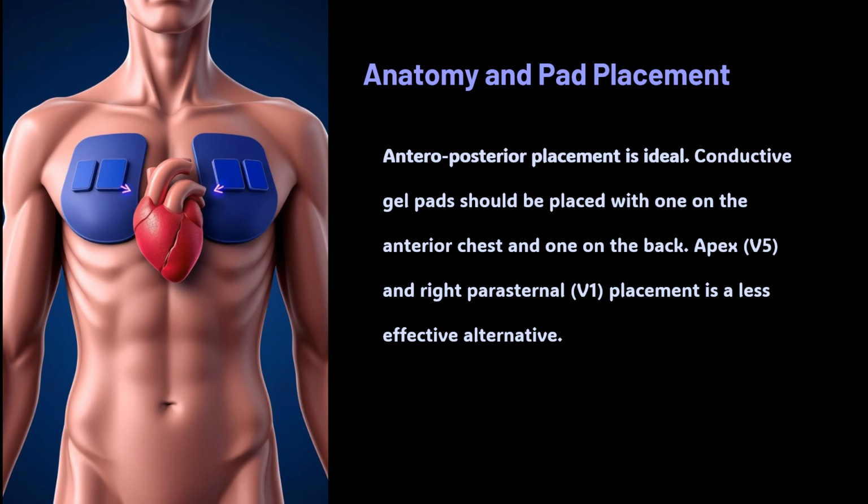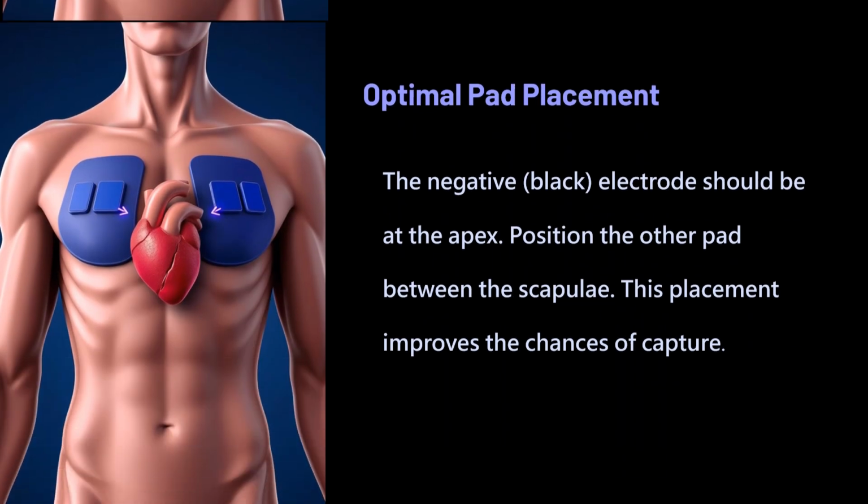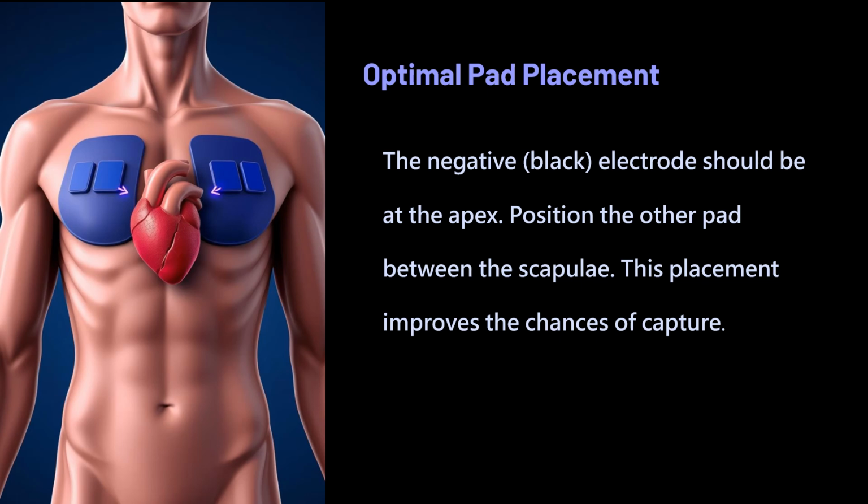Anatomy and pad placement. Anteroposterior placement is ideal. Conductive gel pads should be placed with one on the anterior chest and the other on the back. Another option is apex V5 and right parasternal V1 placement, which is a less effective alternative for the patient. Note that the negative or plaque electrode should be placed at the apex and the other pad between the scapula. This placement is the ideal one, and it will improve the chances for capture.